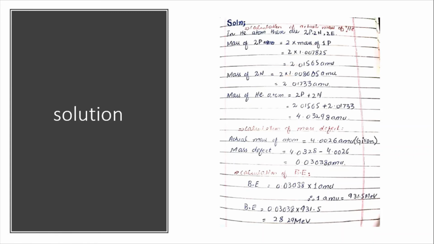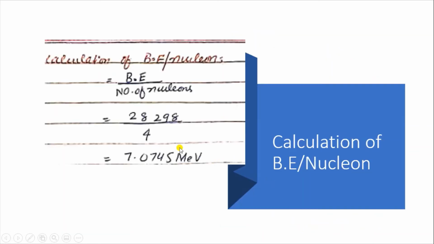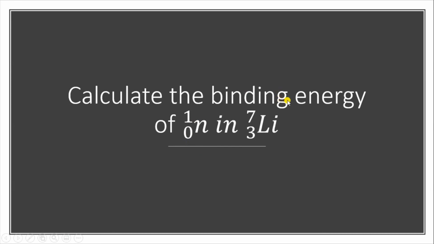So if we want to calculate, we have already found how to calculate the mass defect, and then there will be the calculation of binding energy. The binding energy will be the same as we have already discussed. So this is the answer, 28.29 mega electron volt. This is the calculation of the total binding energy. For the binding energy per nucleon, we will divide 28.29 by 4, which is the number of nucleons. So the energy will be 7.0745 mega electron volt.